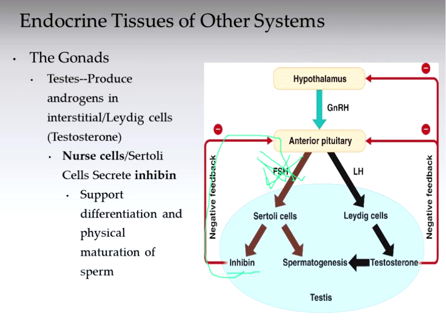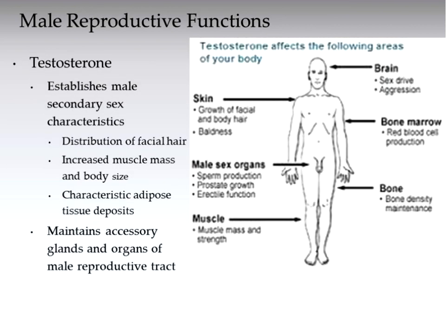Some of that testosterone will influence the rest of the testes near those Sertoli cells and those developing spermatids, and will help with the development of sperm that are functional and able to be ejaculated into a female. Right? But most of what's going on with LH is testosterone. Okay? Now, testosterone is the main androgen in males, and it has a variety of effects.